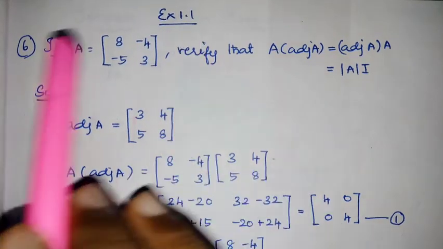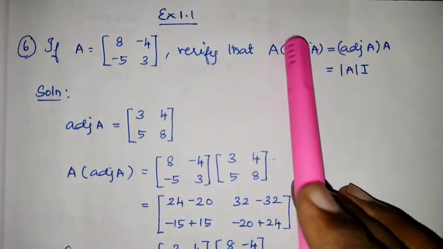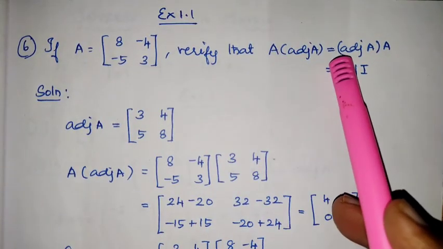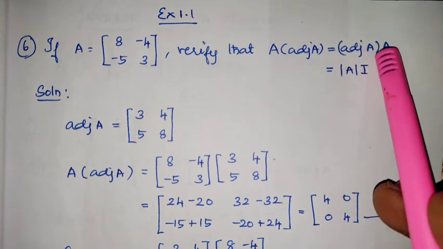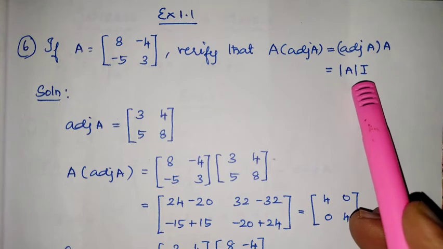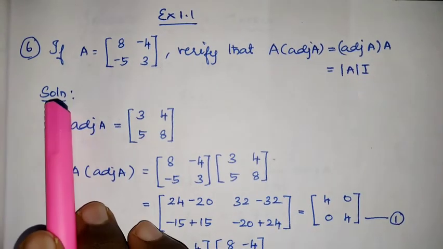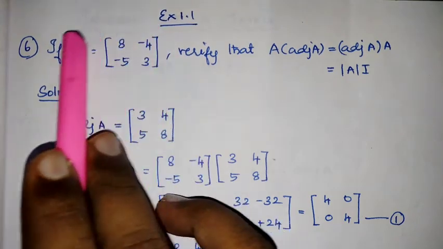Exercise 1.1, sum number 6. If A is a 2 by 2 matrix, verify this property: A into adjoint A, which is equal to adjoint A into A, which is equal to determinant of A into I. This is an identity, that is unit matrix. Okay, so solution. First we have to find adjoint for this matrix.